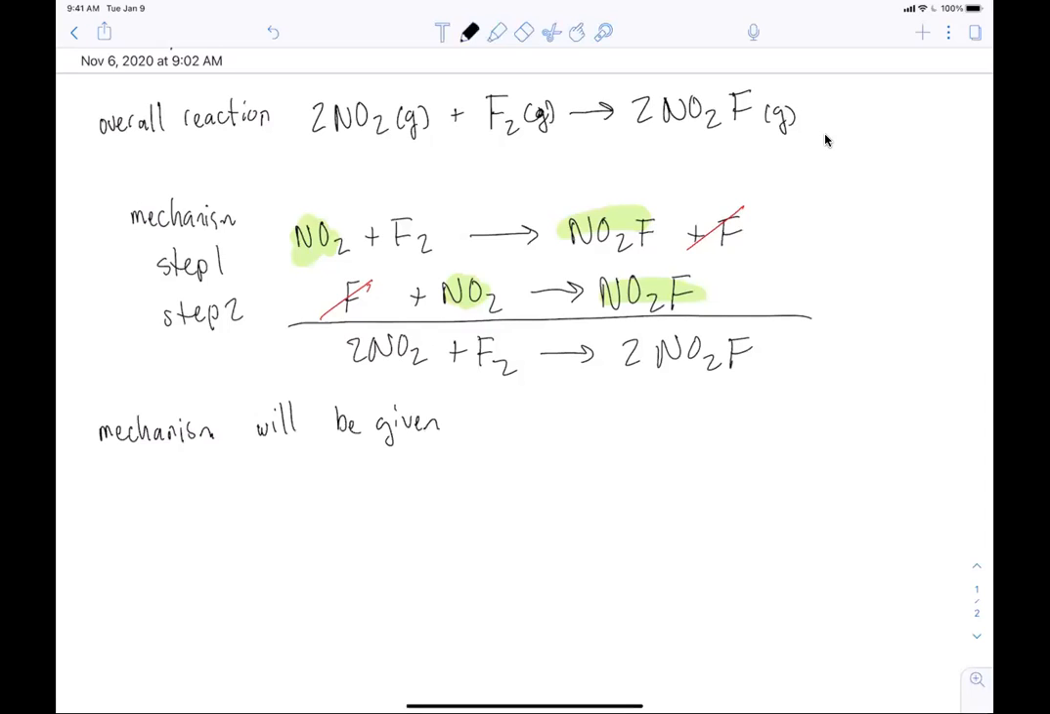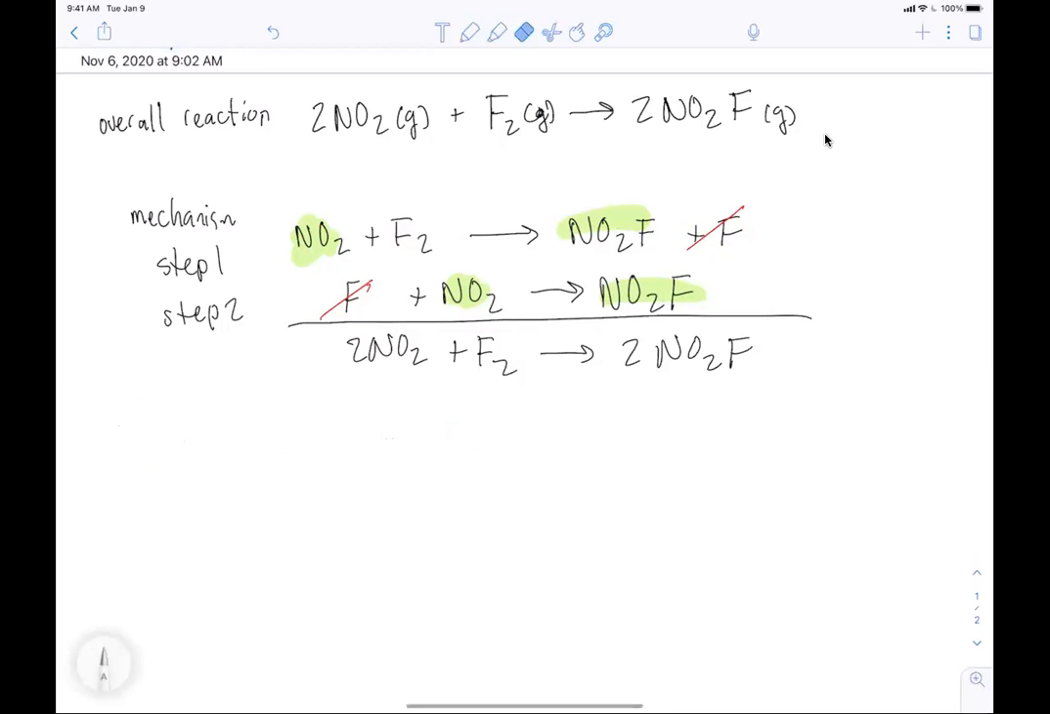But in terms of just writing out these steps, how would you know that when NO2 and F2 come together, a fluorine atom comes off? There's no way to really predict that unless you know a lot about NO2 and F2 chemistry. I don't even know that. So typically you'll be given a mechanism or various mechanisms. Let's look at something else though.